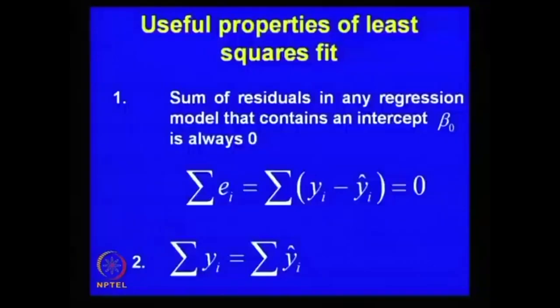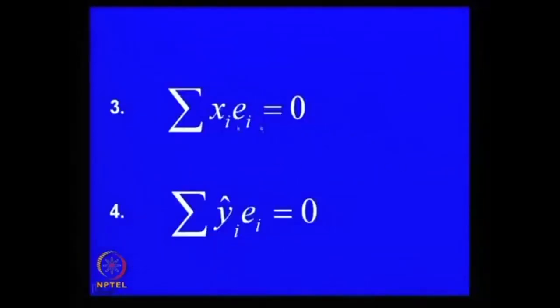Well, next we move to the third property. It says that the summation of x_i e_i is equal to 0, that means the sum of residuals e_i weighted by the corresponding value of the regressor variable, this is the value of the ith regressor variable, is equal to 0. And the fourth property says that the summation of y_i hat e_i is equal to 0, that means the sum of residuals weighted by the corresponding fitted value of the response variable is equal to 0.